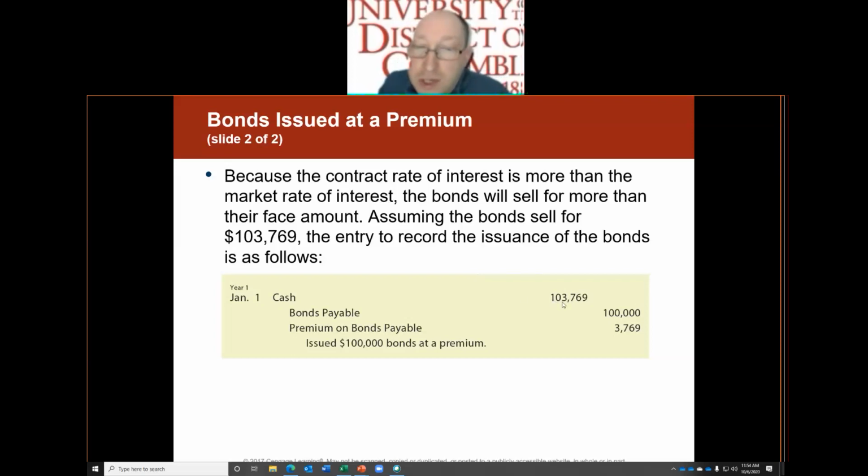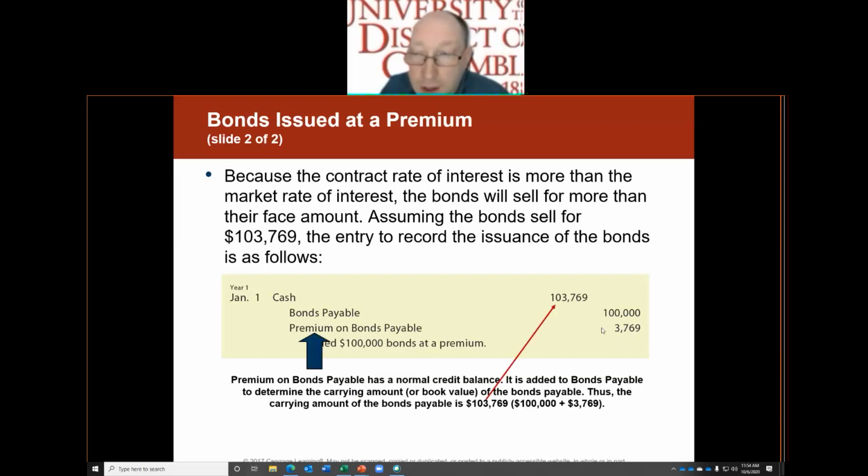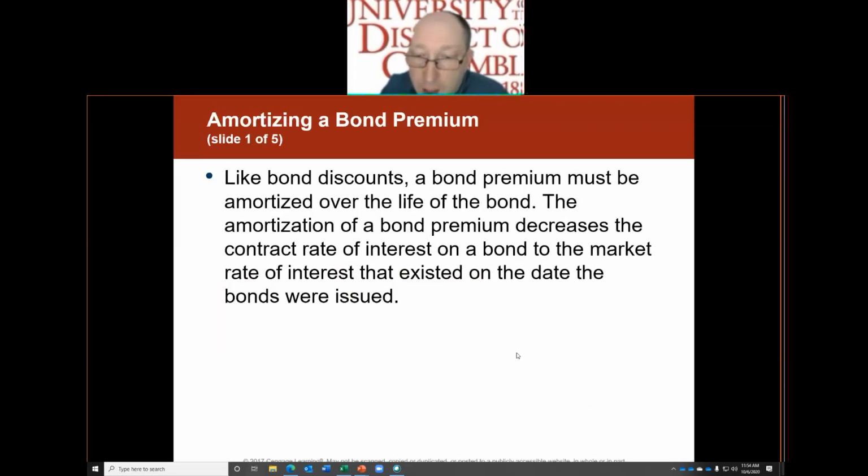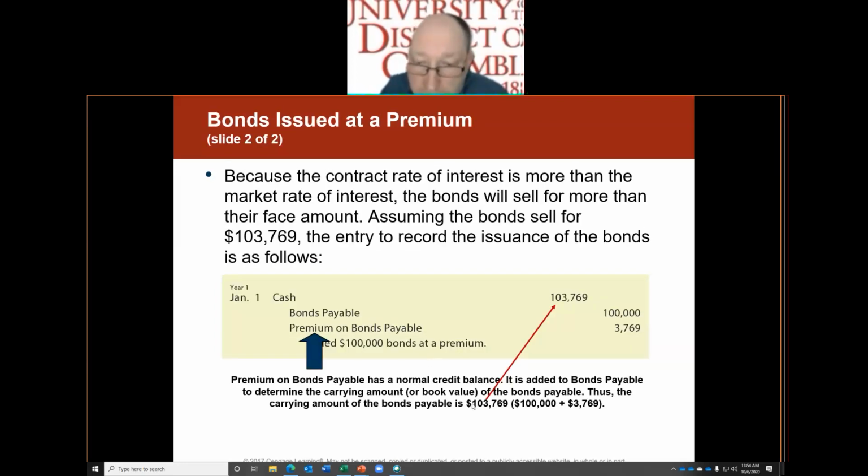We receive $103,769. And why is that? Because we're selling the bond at a premium, which means we're selling it at 1% more than the market rate. And because of that, we record the face value of the bond, $100,000, and we record the premium on the bonds at $3,769. Now, how does that break out? The reason it's $103,769 is because we take the $100,000 plus the premium amount.